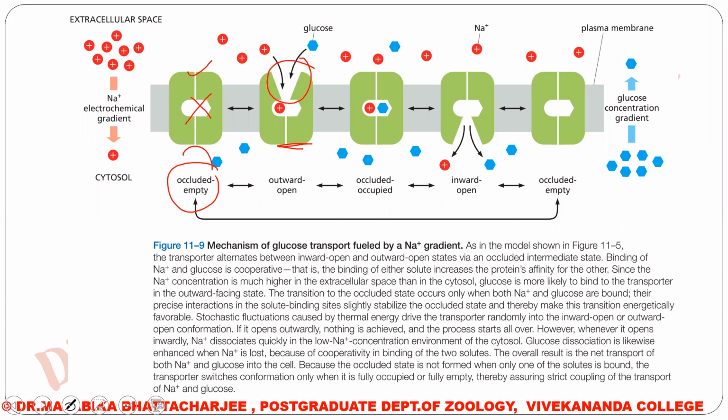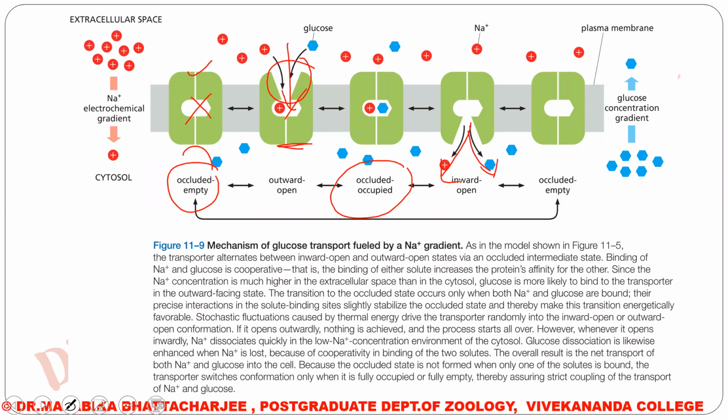State of the gate. Now both glucose and sodium are being captured. So the gate is open. Now when the out gate is open, both sodium and glucose molecules enter, and the gate closes. Because there's a time lag between the opening of one gate and the opening of the second gate, this is occluded occupied. Next, the in gate opens and the molecules come to the inner surface, and again both the gates close. So this is occluded empty.